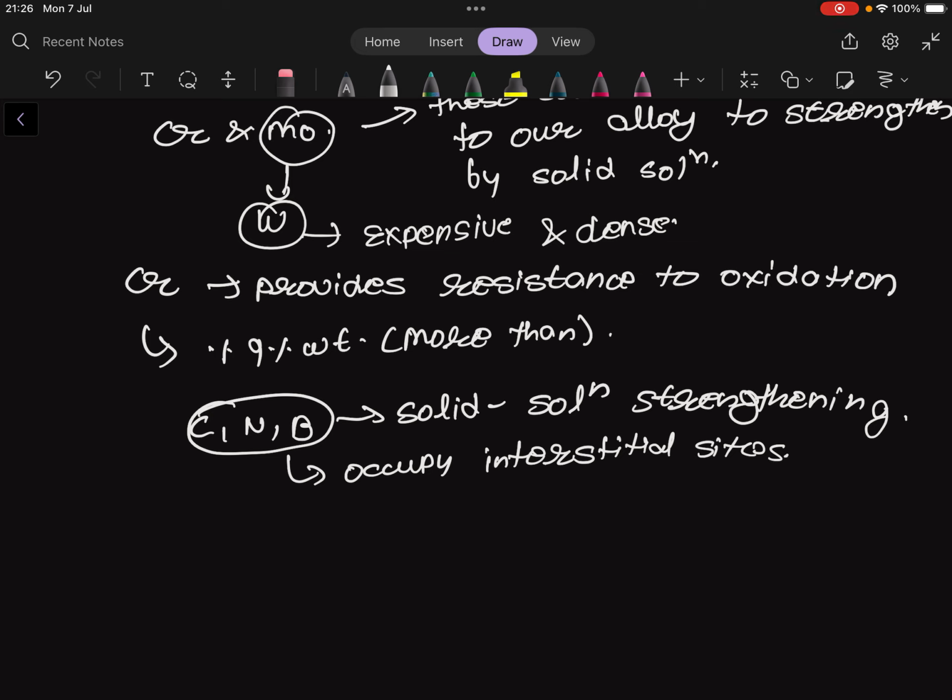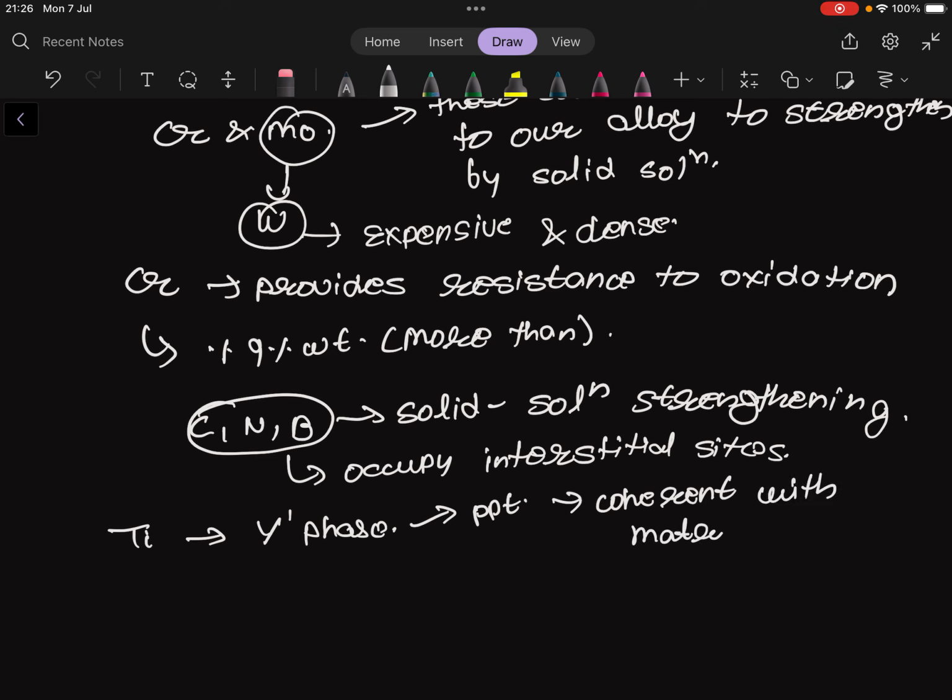We can add titanium, which provides the formation of gamma dash phase. This is a precipitate coherent with the matrix, so it provides strengthening by precipitation.